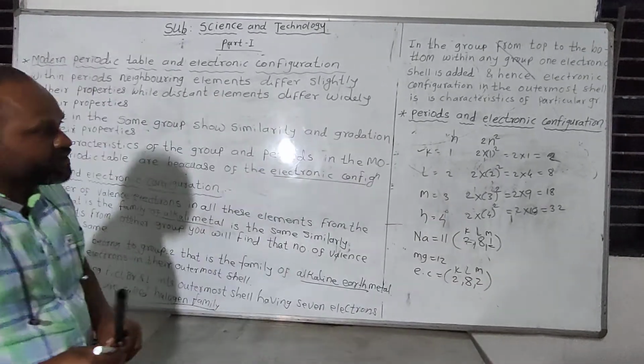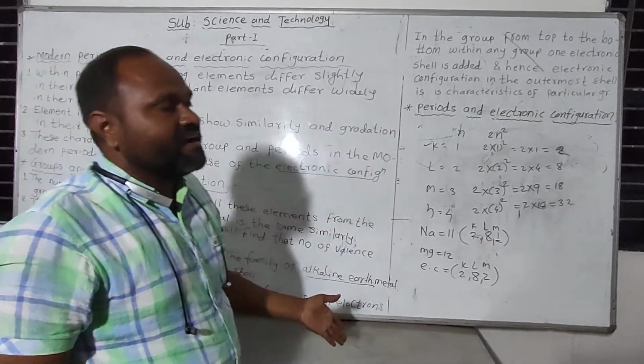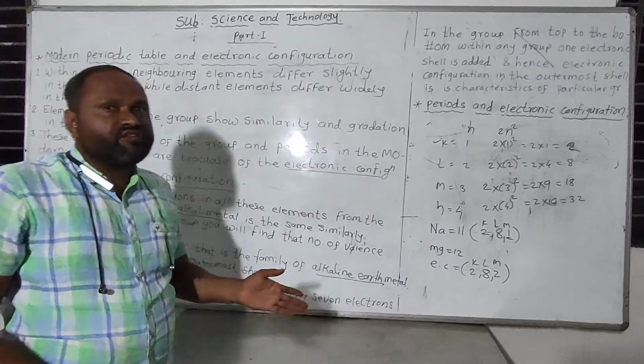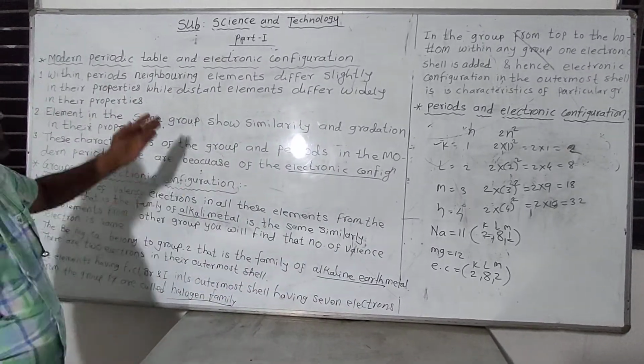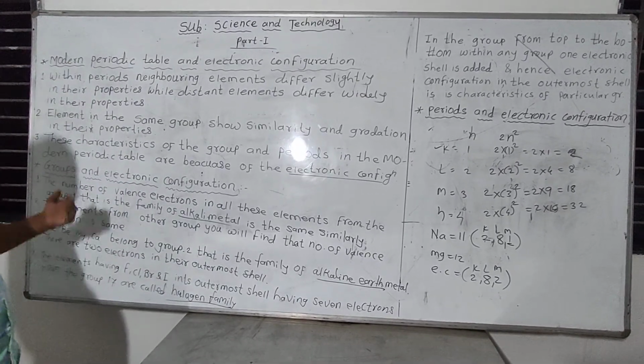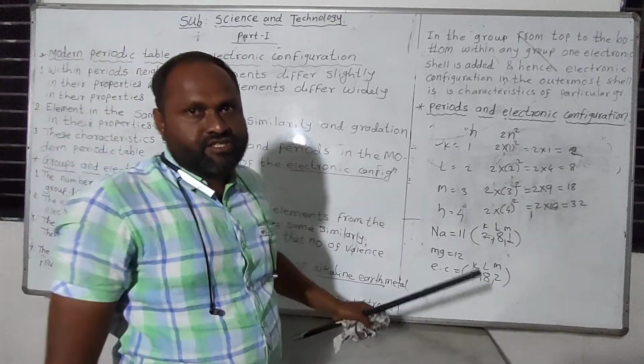On the basis of electronic configuration, the electrons are arranged in different cells to complete the electronic configuration. In this lecture we studied the modern periodic table and electronic configuration, electronic configuration in groups, and electronic configuration in periods. Thank you.